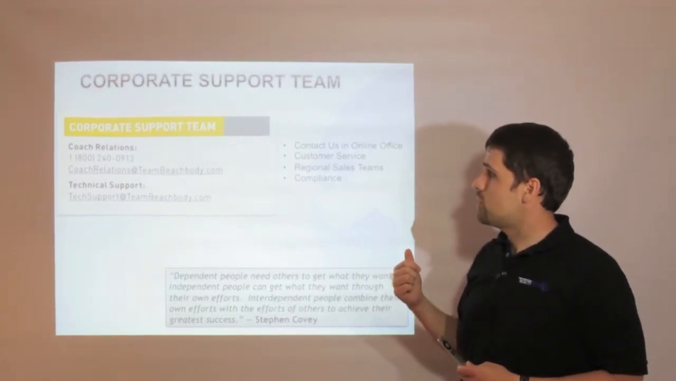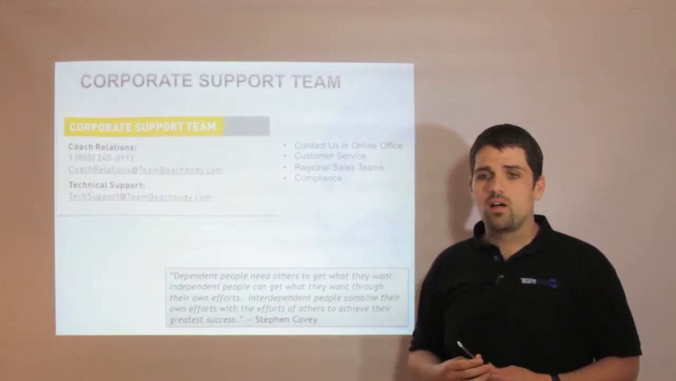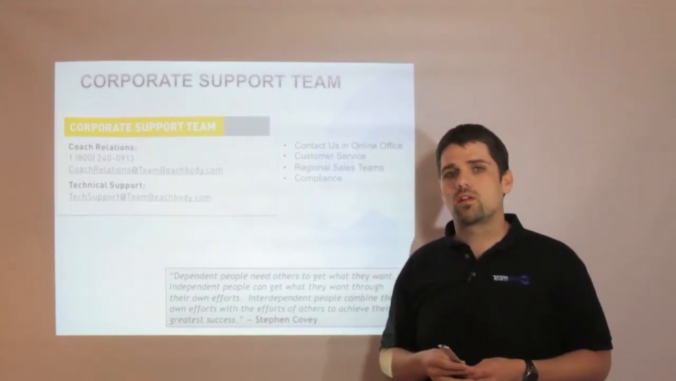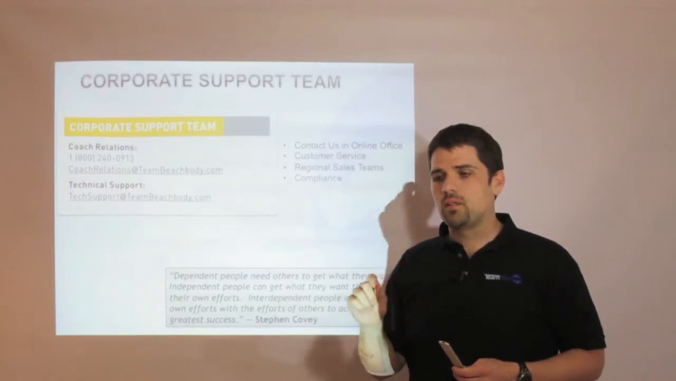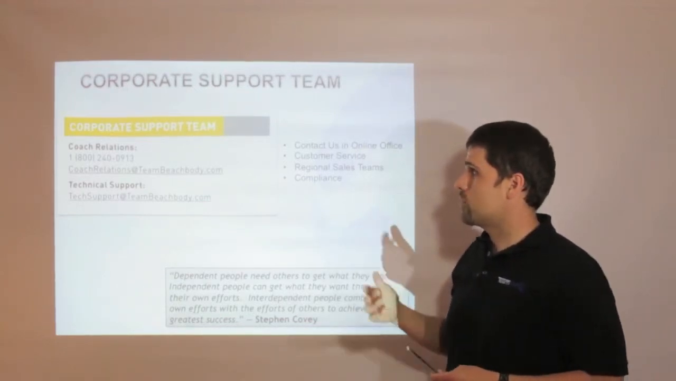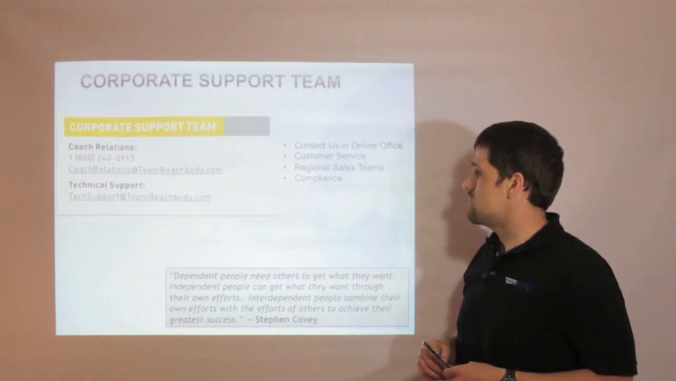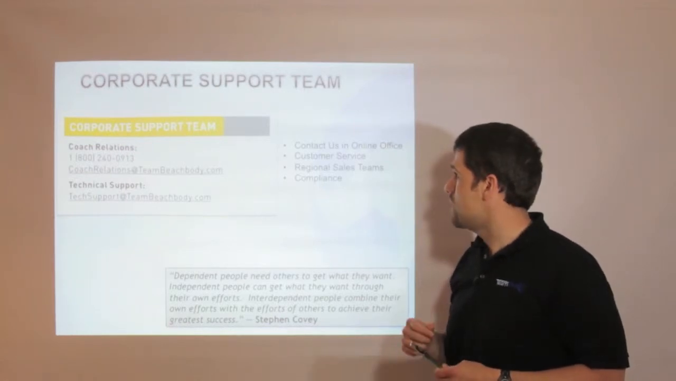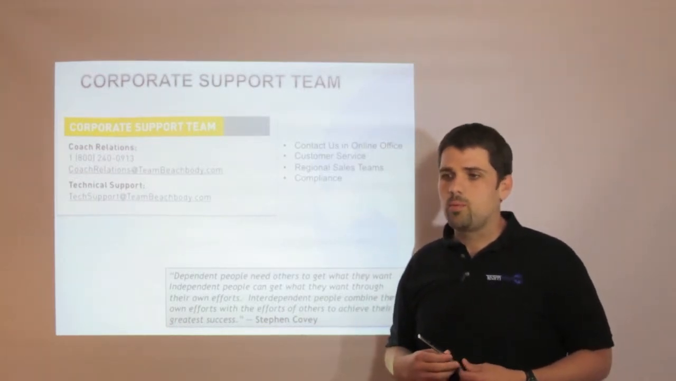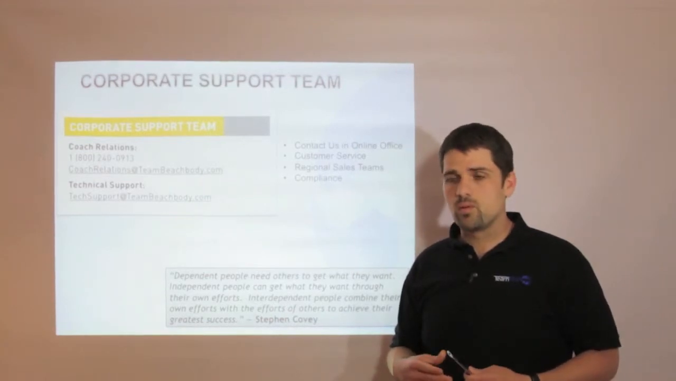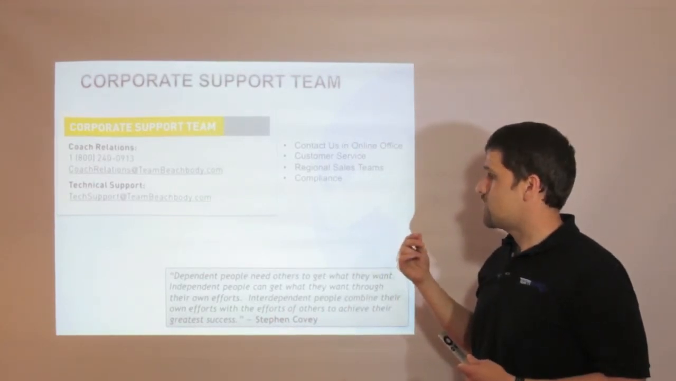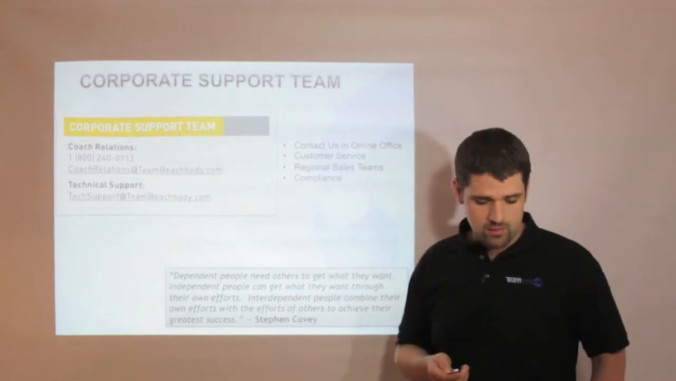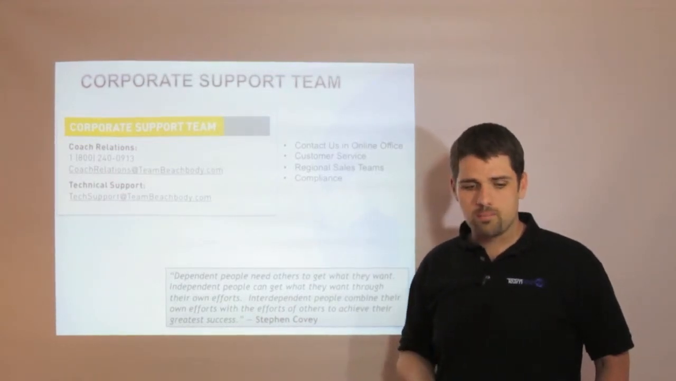So there's their information. Technical support can help you out with websites and various things like that. And this is all available also in the Contact Us tab in the Coach Online Office. If you go all the way down to the bottom of any page in your Coach Online Office, you'll see the Contact Us link there. You can go there and you can get even more corporate support people, such as the customer service numbers, which you can give to your customers to be able to call and change orders and things like that. The regional sales teams, which are people at corporate that can help you learn to do the business better as well. And then you've got compliance numbers and stuff like that in there. So lots of information there for you in the Coach Online Office, and also right there on your dashboard for your corporate support team.